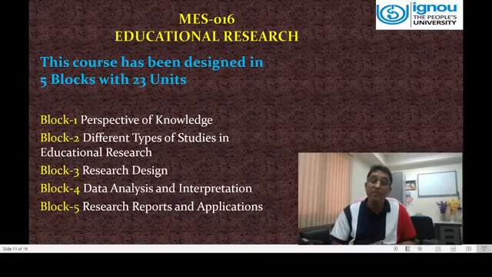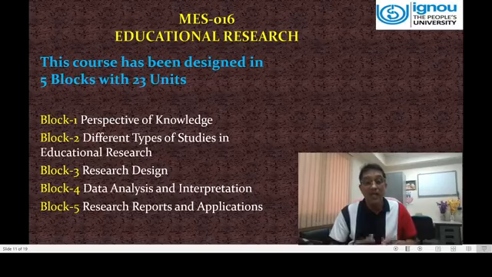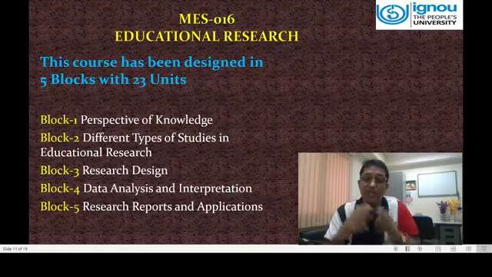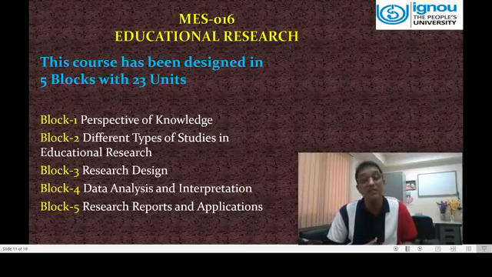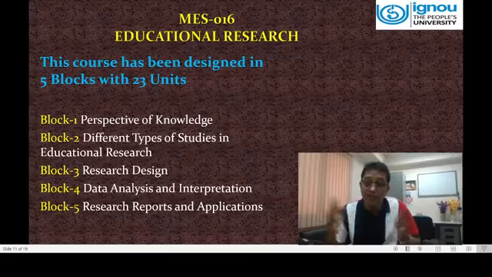And the beginning of understanding educational research starts from the perspective of knowledge. It comes under knowledge generation, the category of C, that is, courses under knowledge generation in education. So first of all, you are supposed to understand the context and perspective of knowledge. How to create knowledge. What is the concept of knowledge?